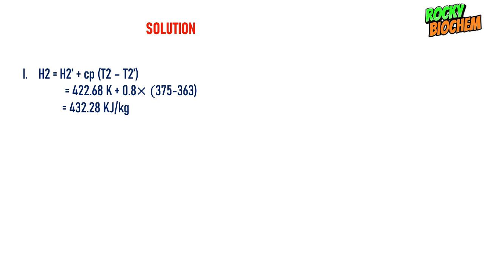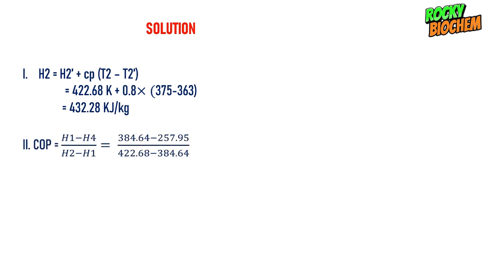And secondly, we were to calculate the COP, that is the coefficient of performance. I said coefficient of performance is the same as heat absorbed over work done. Heat absorbed occurred at the evaporator region, that is H1 minus H4, and this will be divided by the work done, which is H2 minus H1. After computing everything, you are going to get 3.33. Note that COP has no units, and the value ranges from 3 to 6.